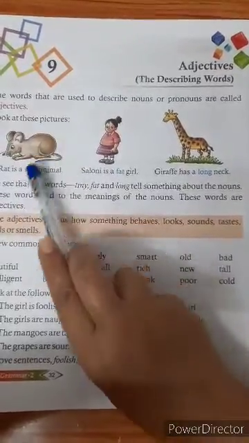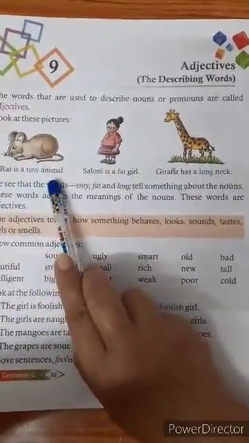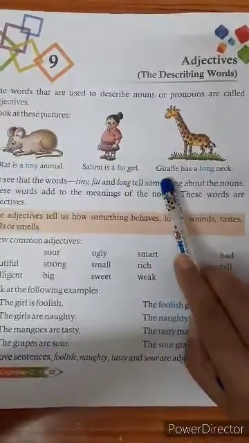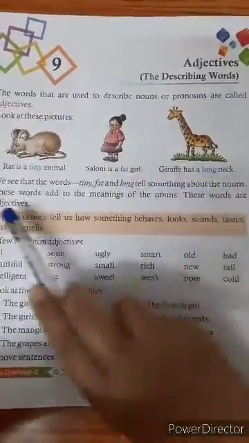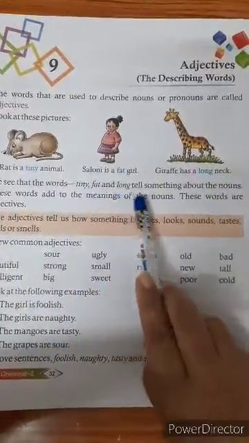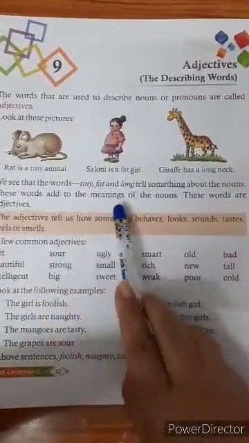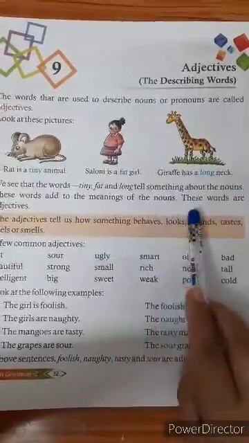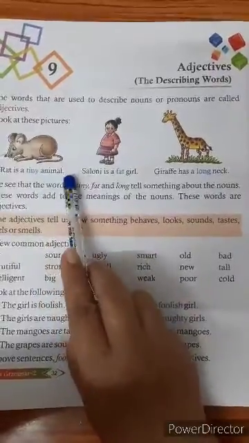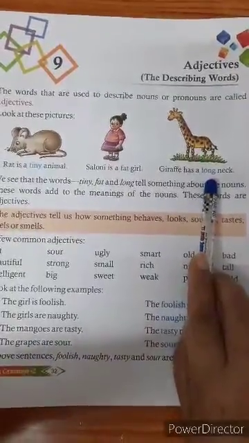Look at these pictures. First picture is of a rat. Rat is a tiny animal. Saloni is a fat girl. And the third picture, giraffe has a long neck. We see that the words tiny, fat and long tell something about the nouns. These words add to the meanings of the nouns. These words are adjectives. So what are adjectives? They describe the noun. Tiny, fat and long are some of the examples.